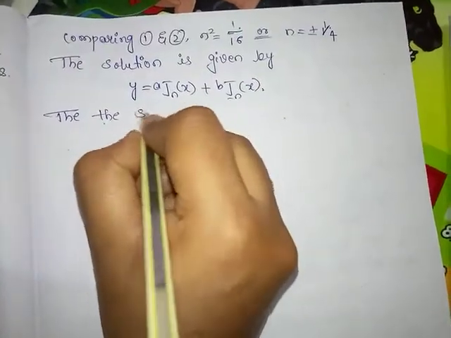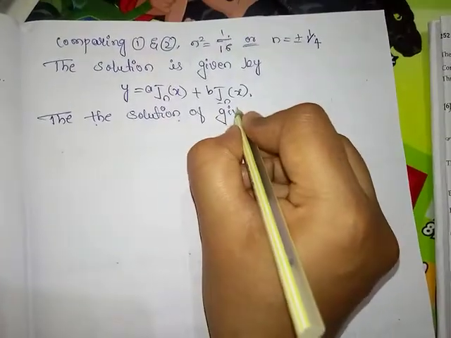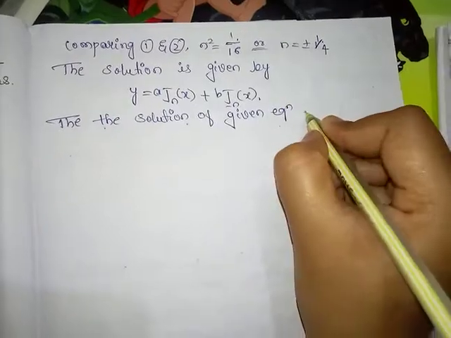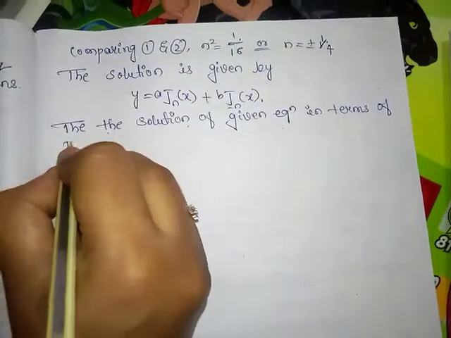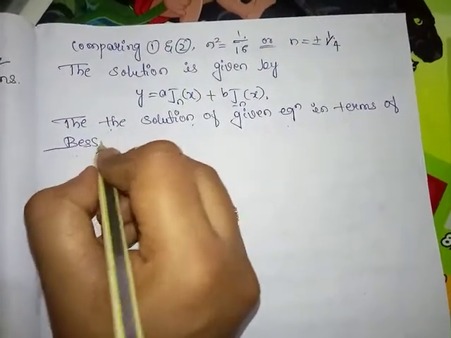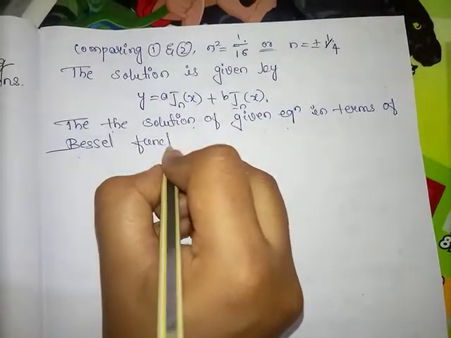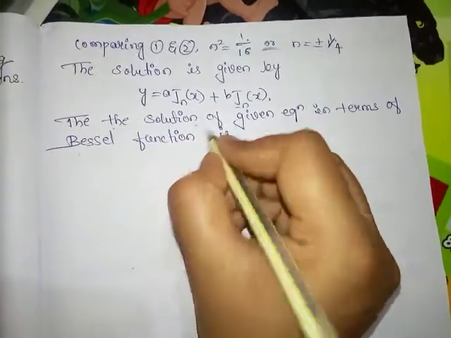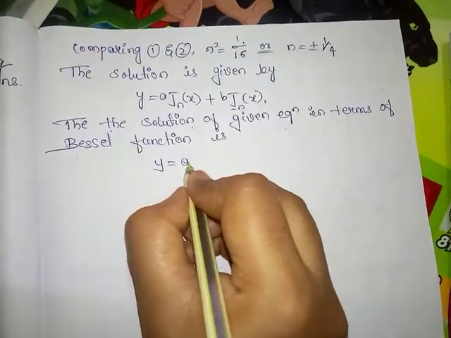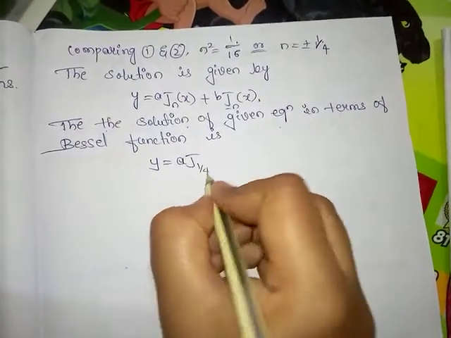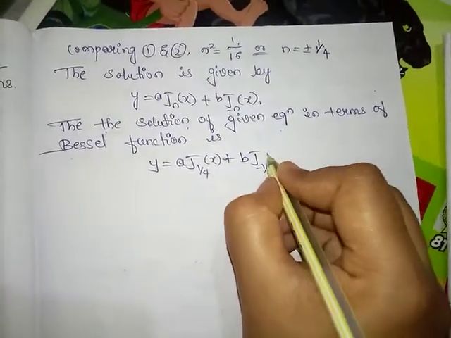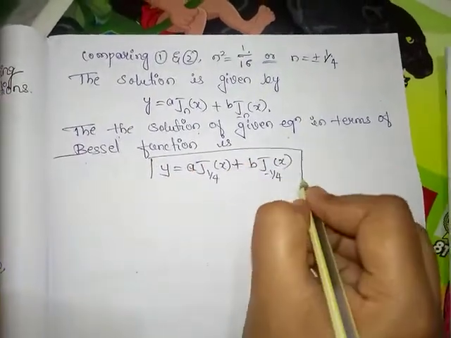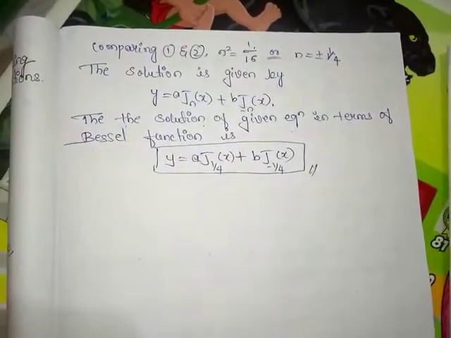Thus the solution of the given equation in terms of Bessel's function is y is equal to a into J 1 by 4 of x plus b into J minus 1 by 4 of x. This is the required solution. Next example.